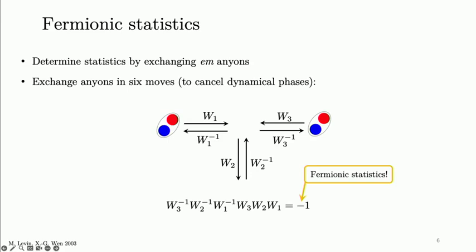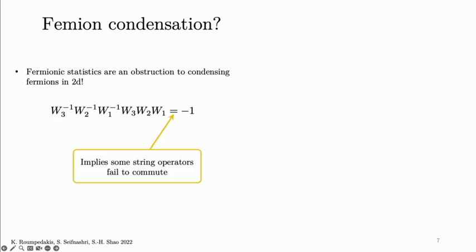At the top of this talk, I told you that we were going to condense fermions. And that might sound somewhat uncomfortable. And that's because the fermionic exchange statistics are an obstruction to condensing fermions in 2 dimensions. And that can be seen directly from that expression that I wrote down. This product of string operators is equal to -1. To condense an anyon, we need to be able to add the string operators to the stabilizer group. But here we see that there are at least 2 string operators which fail to commute with one another. So I can't simultaneously measure these string operators and add them to the stabilizer group.